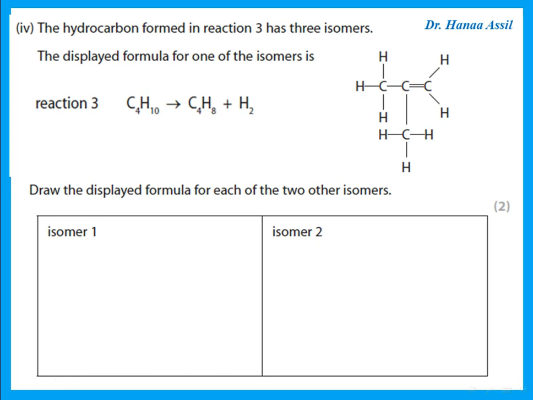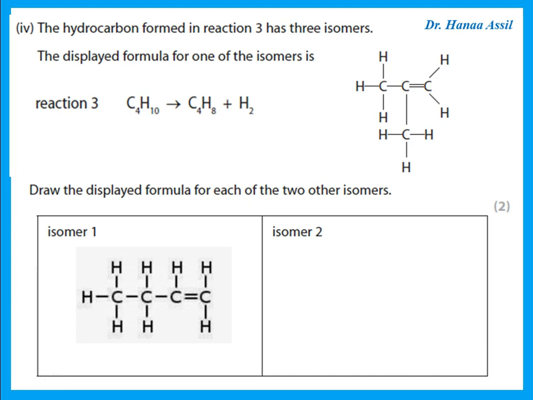The hydrocarbon formed in reaction 3 has 3 isomers. The displayed formula for one of these isomers is this. Now, what is the displayed formula of the other isomers? We're talking about C4H8. So this is butene, and he's telling me to draw the isomer of butene. Butene is something that has 4 carbons. So the double bond in the one he drew up there, it's on the first carbon from the right, and he has a CH3 on the second carbon.